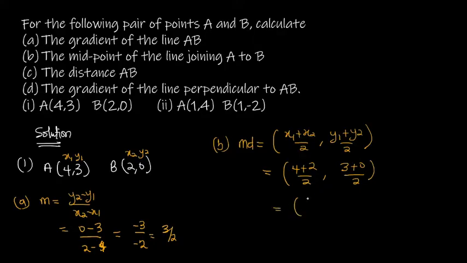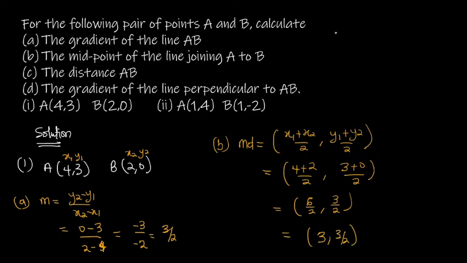So I have here 6 on 2 and then 3 on 2, and then this will give me 6 on 2 is 3, and then 3 on 2, you can either maintain it as 3 on 2 or you write 1.5. So I'm going to maintain it as 3 on 2. So this is my midpoint for the line A and B.